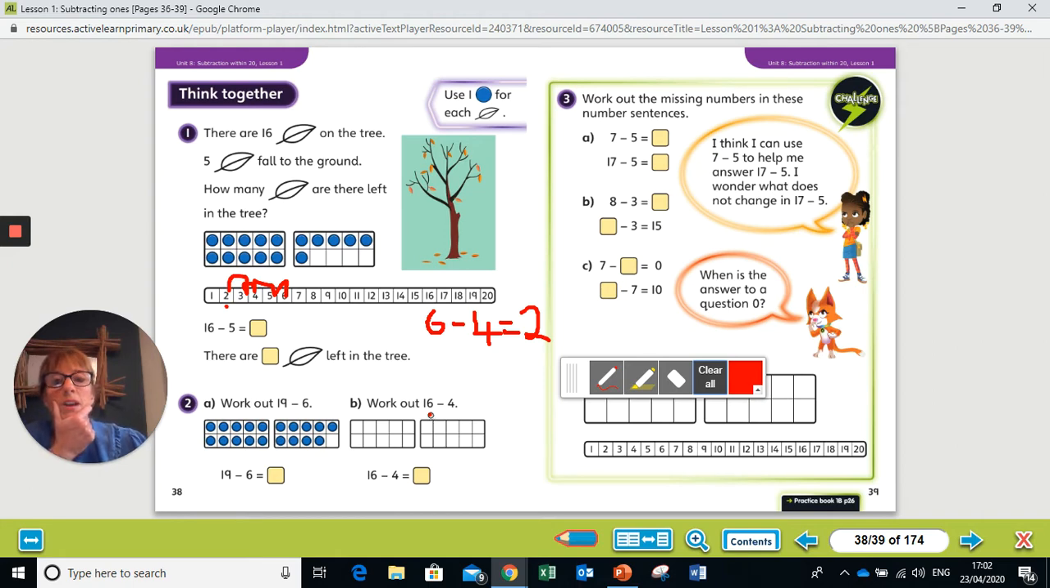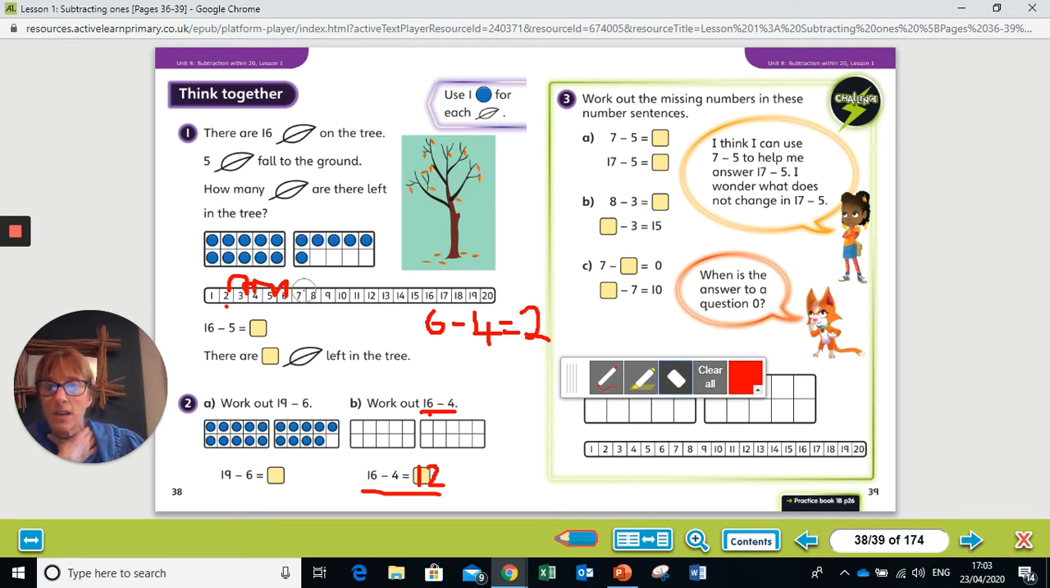So have a look at this number sum then. What do you think 16 take away 4 is? We know 6 take away 4 is 2. What have we still got? We've still got 10 here. So 16 take away 4, we've still got our 10 and our 2 ones. So 16 take away 4 is 12.